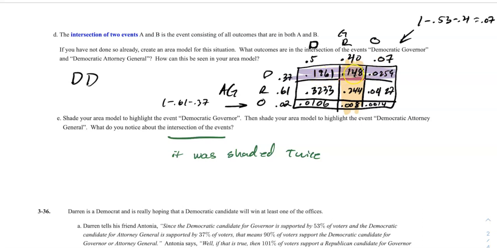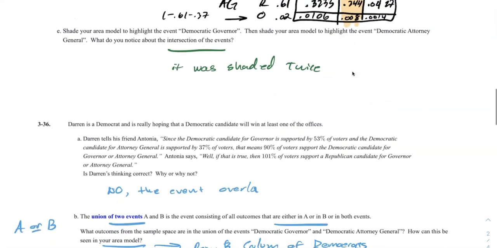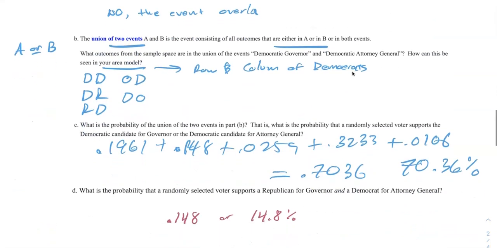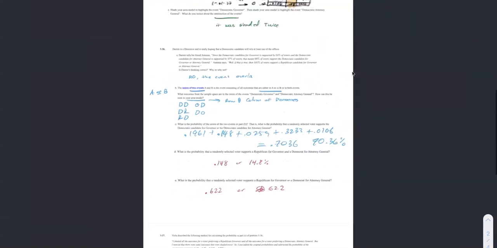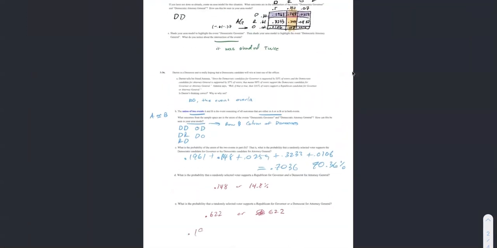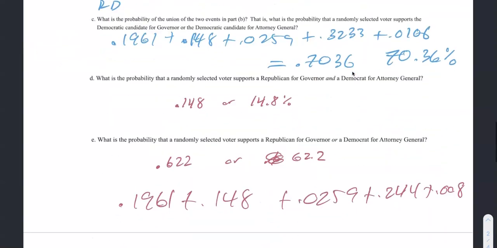So 0.961 plus 0.148 plus this, plus this, plus this. When it's an OR, you add up all the numbers. When it's an AND, you add only the overlap. So we're going to add up all those numbers, and when I do that, I should get 0.622, or 62.2%. Remember, I got that from adding up all the numbers. So if I went 0.1961 plus 0.148 plus 0.0259 plus 0.244 plus 0.008, I would get 0.62 or 62%.